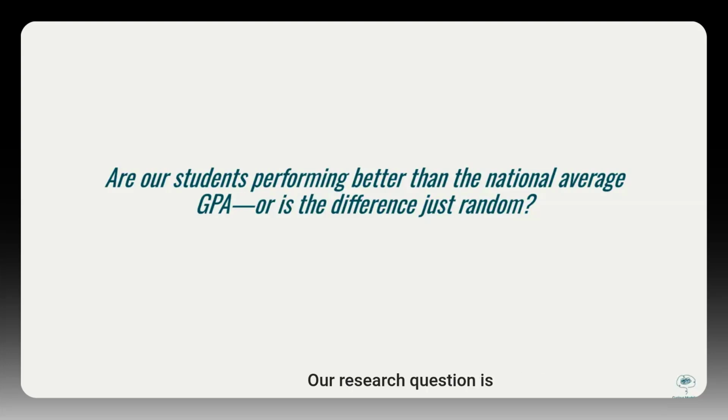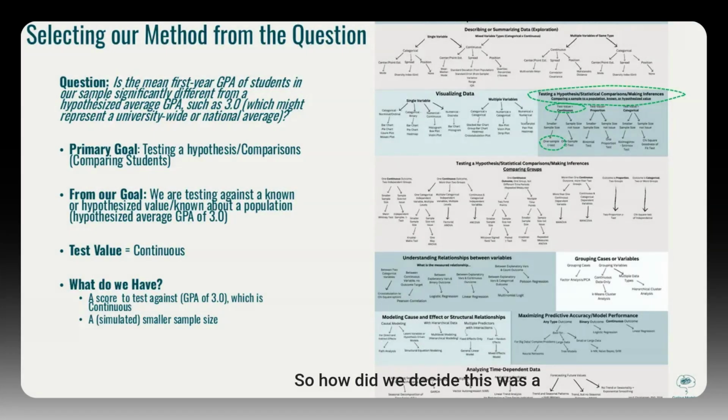Our research question is straightforward. Is the average GPA of our students significantly different from 3.0? That 3.0 might represent a national benchmark, an institutional target, or just a reference point we want to test against. So how did we decide this was a one-sample t-test and not a z-test or something else?